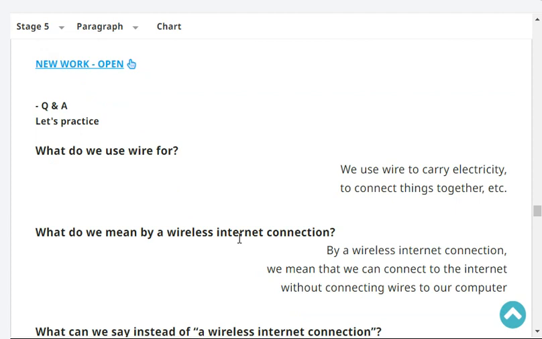What do we mean by a wireless internet connection? By a wireless internet connection, we mean that we can connect to the internet without connecting wires to our computer. Very good.